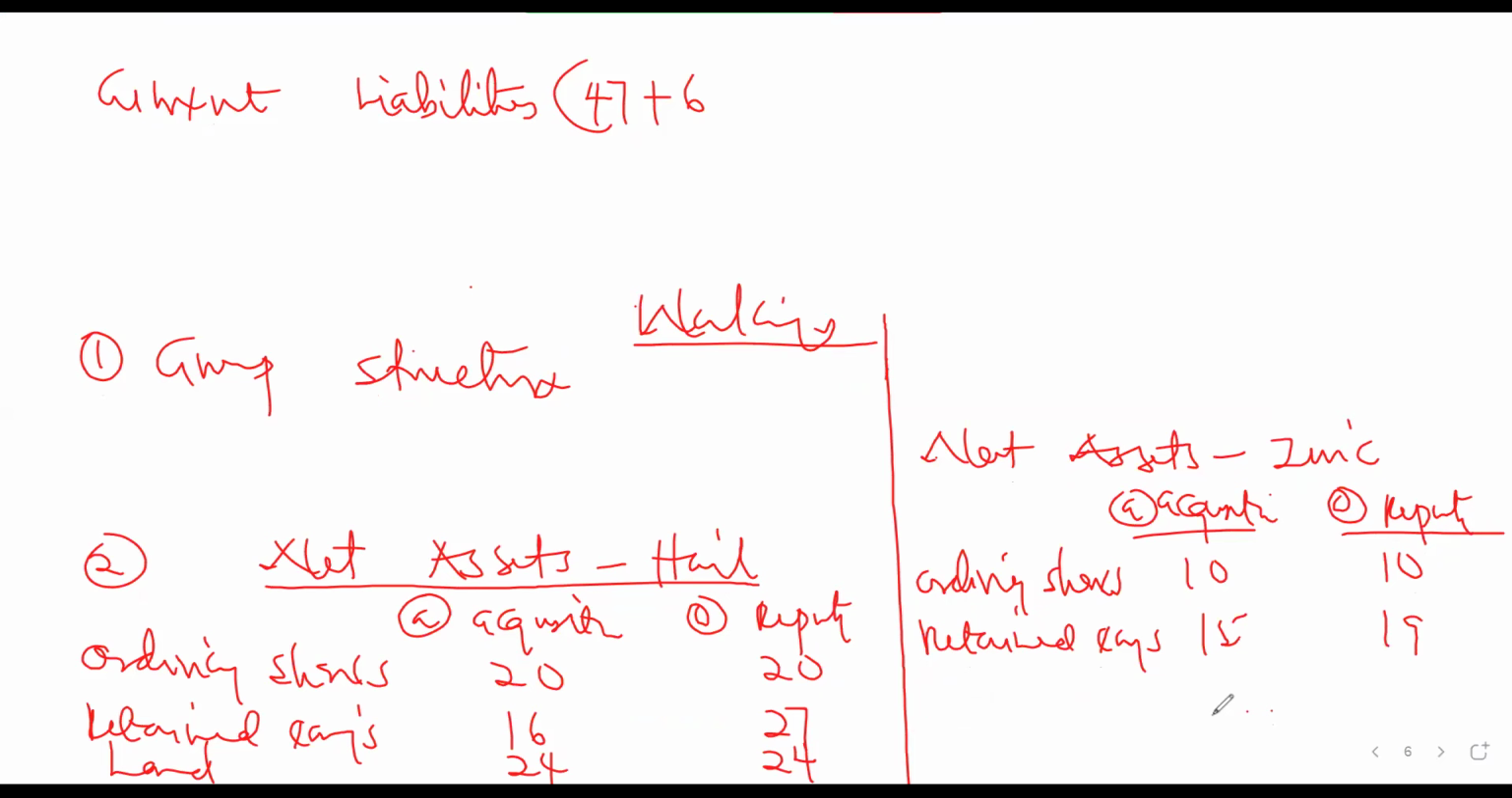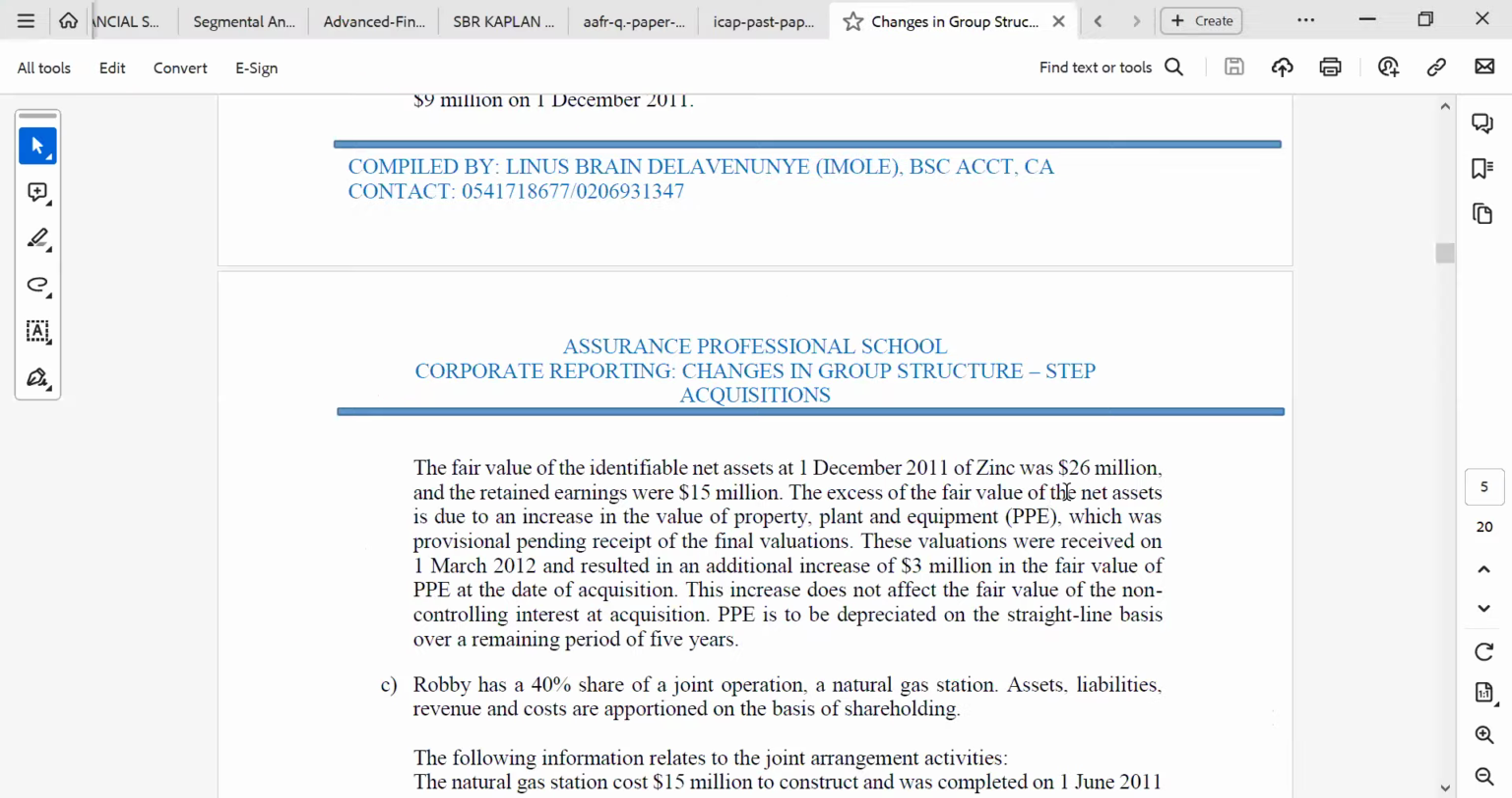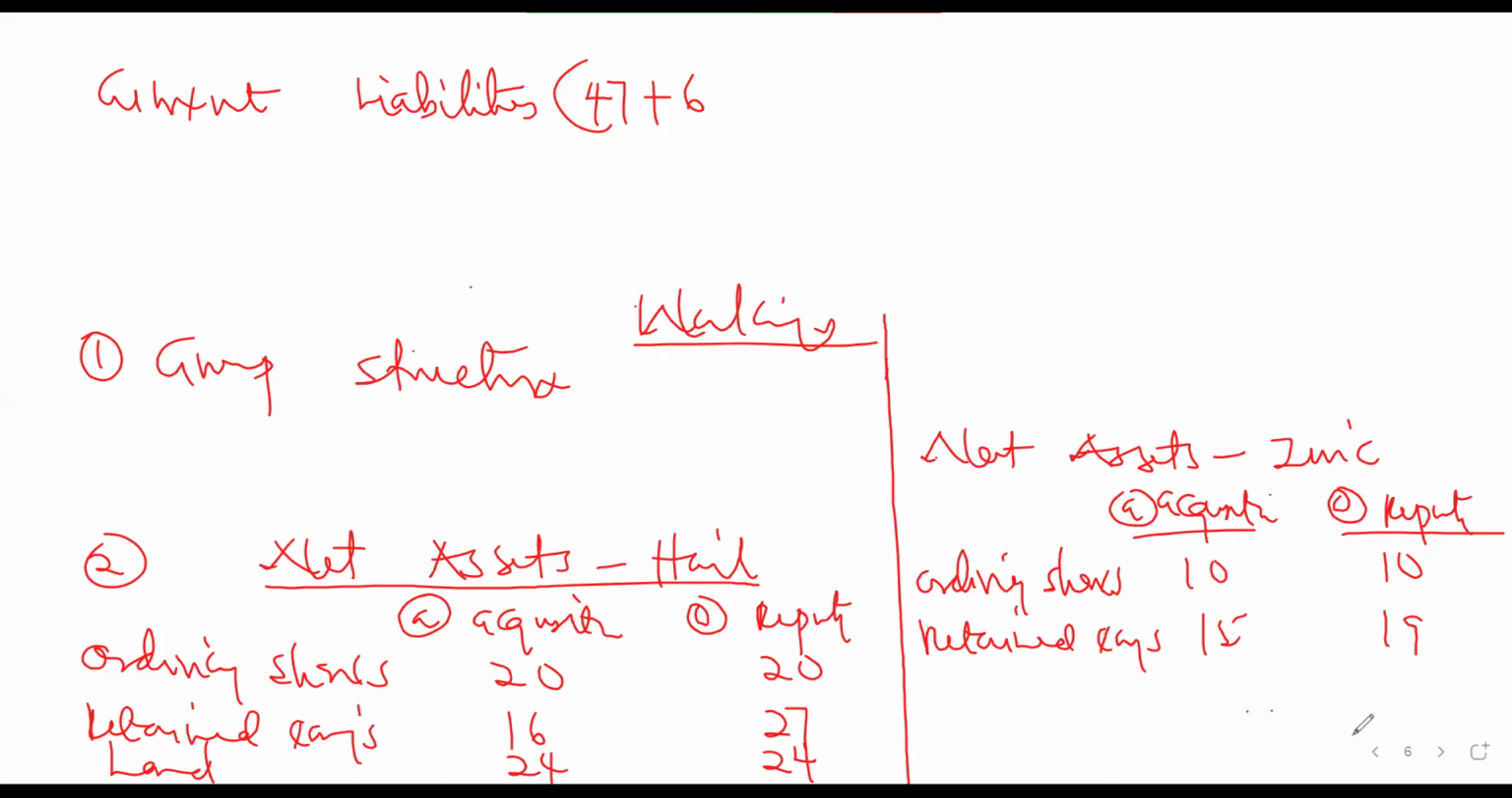The question is, at the date of acquisition, what is the net asset value they are giving us? What was the net asset value at the date of acquisition, 1st December 2011? 26. But what is it supposed to be? It should have been 25, isn't it? So it means the increase is 1. But they say that is a provisional amount. So the property increase will be 1, that is a provisional value.